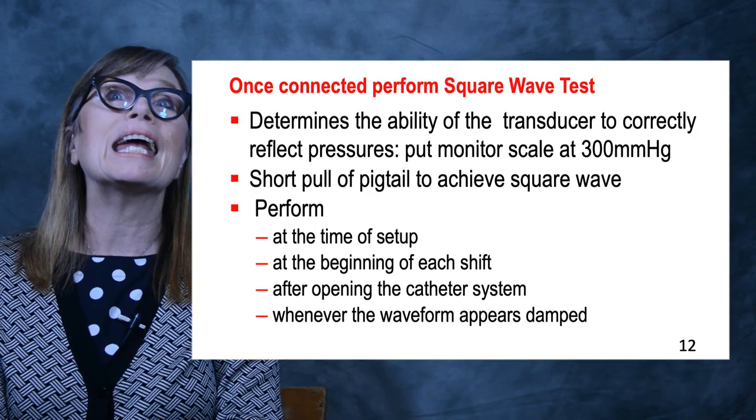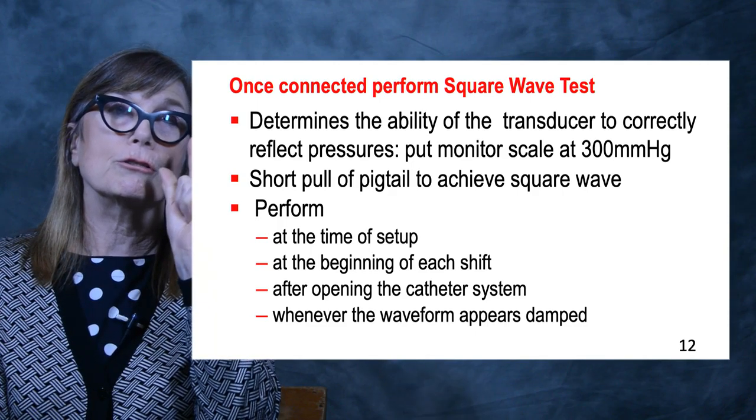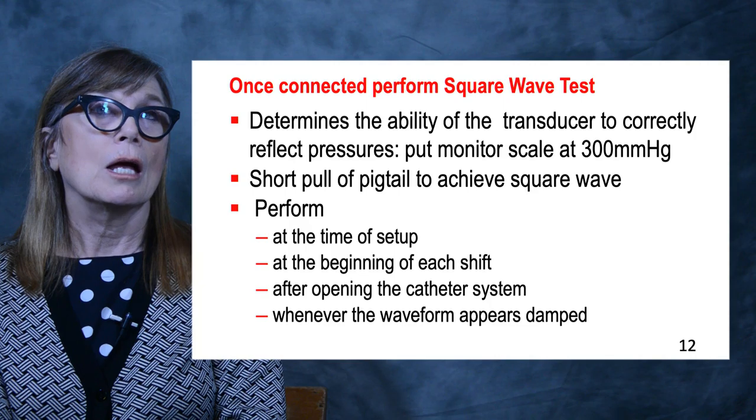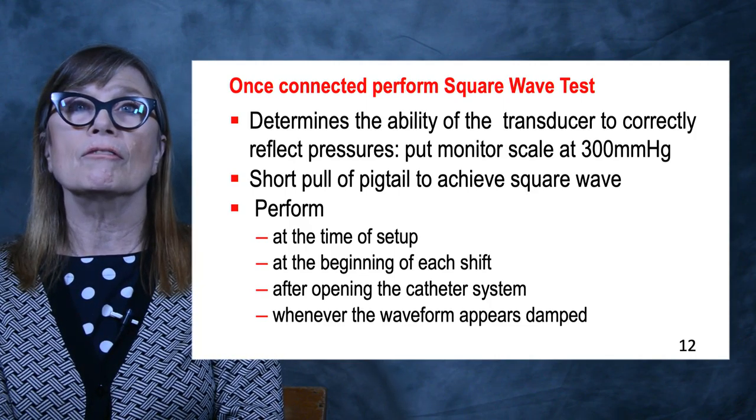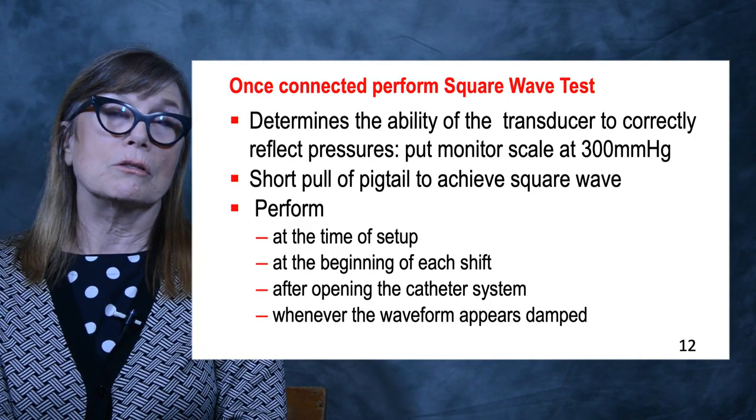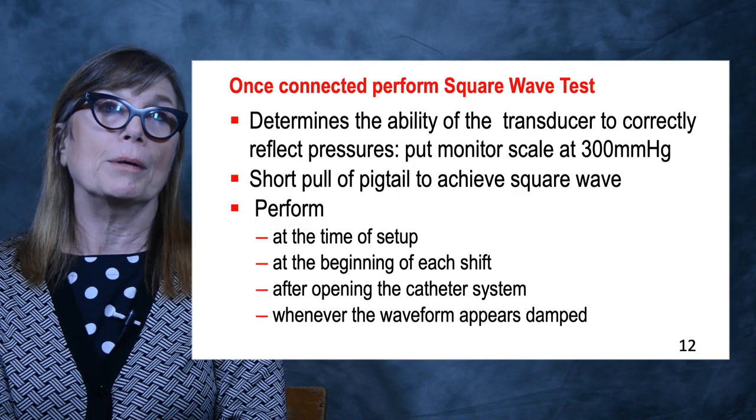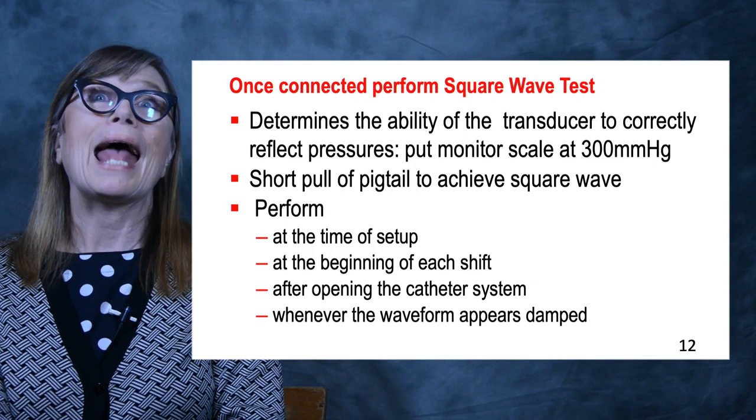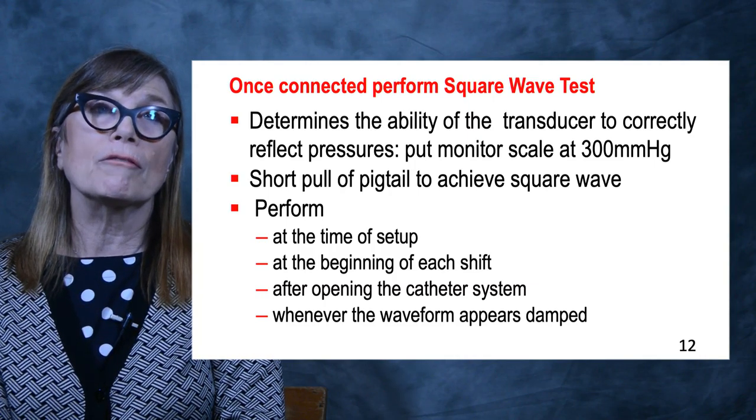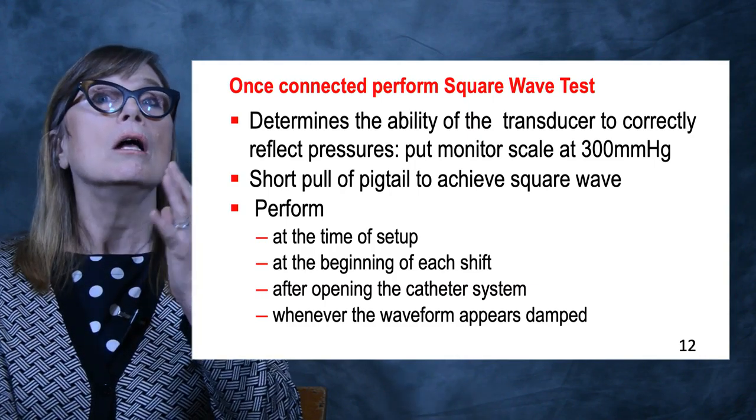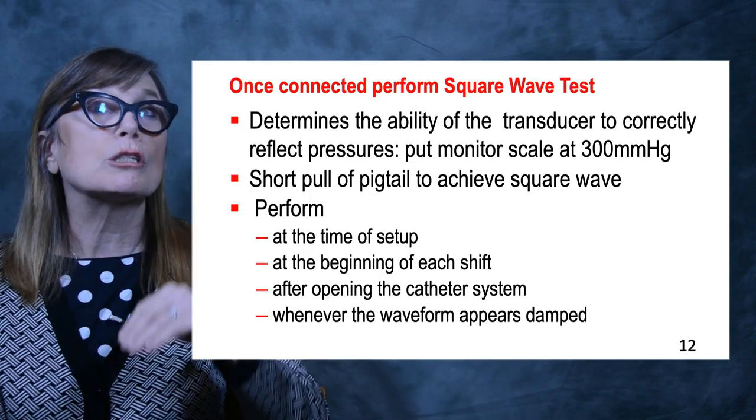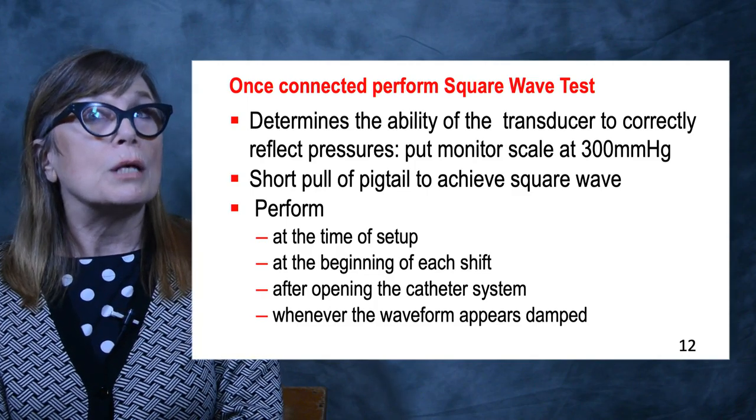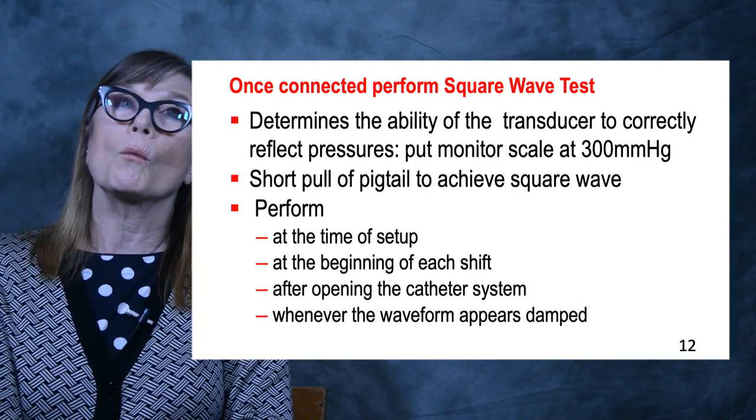Now you need to freeze your waveform on your monitor so you can evaluate it. You're going to perform this at the time of setup. You should perform it at the beginning of each shift. You should also consider performing it after you've opened up the catheter system. And, by the way, whenever the waveform of your pressure, either venous or arterial, seems unusual, seems smaller than it was before, or bigger than it was before, you need to always do a square wave test.